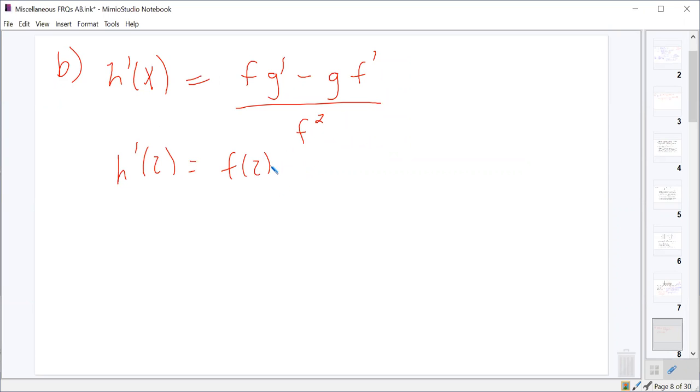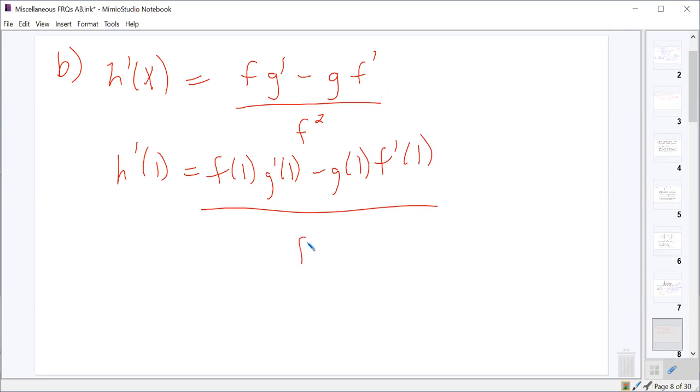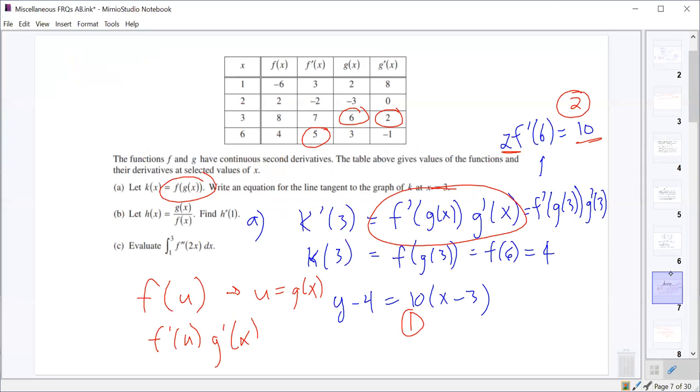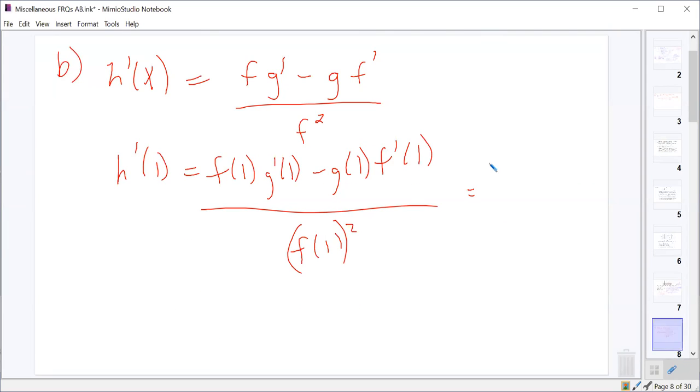I think we were finding h prime of 1. H prime of 1 is f of 1, g prime of 1 minus g of 1, f prime of 1, over f of 1 squared. So then you'll just have to go back to your chart and look at what each of those things is. So let's see, f of 1 is -6. I'll have a -6 squared in our denominator.